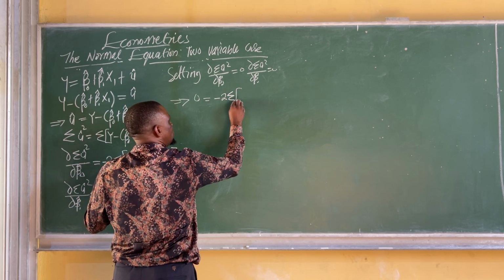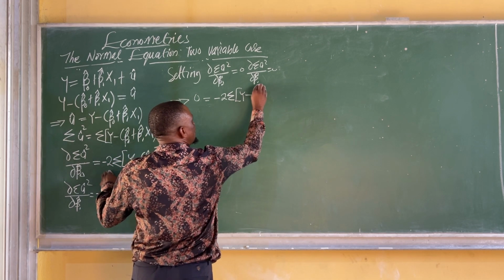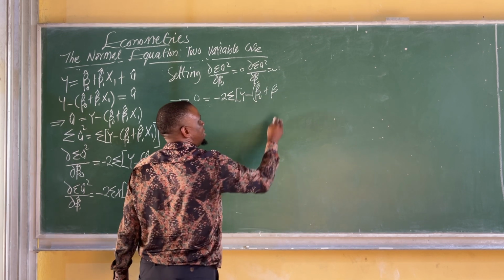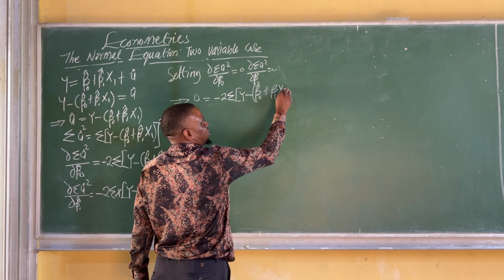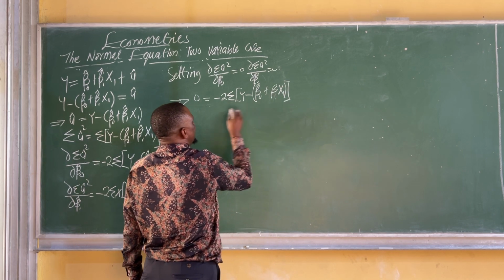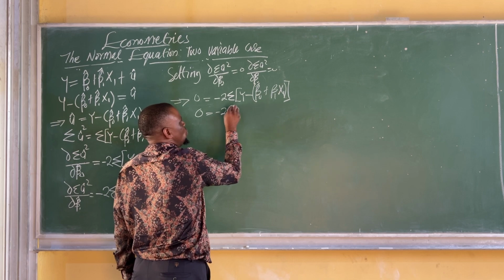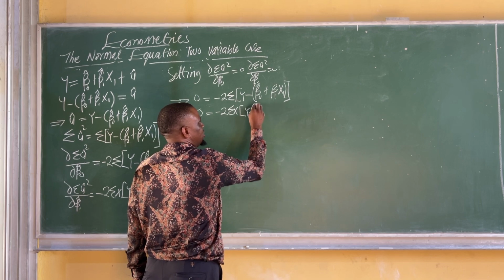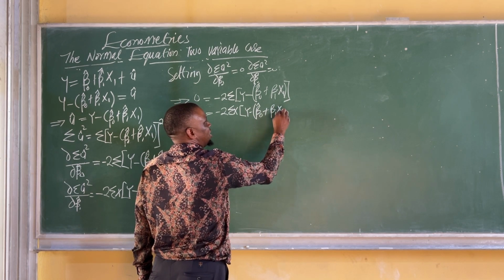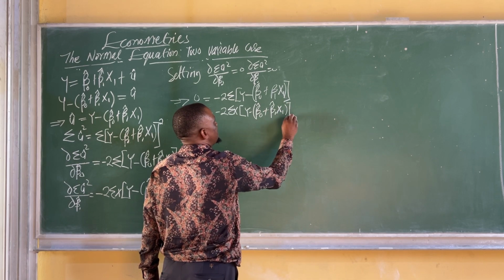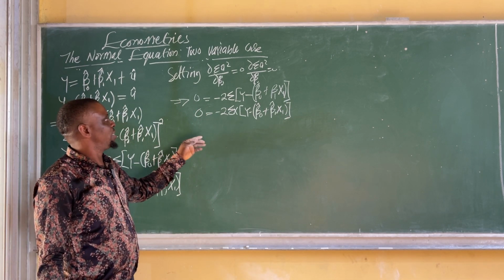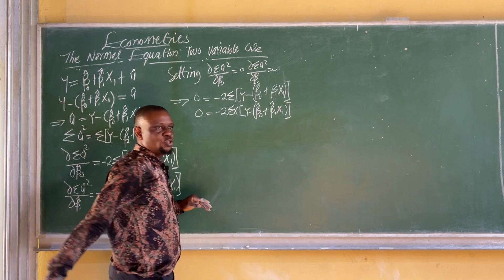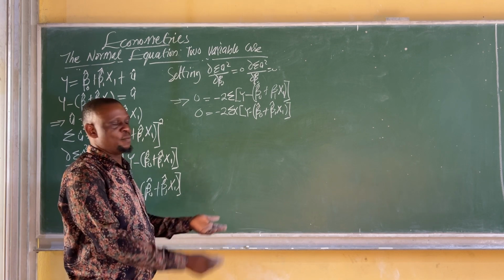0 is equal to minus 2 summation of y minus beta 0 hat plus beta 1 x1, and then 0 again is equal to minus 2 summation of x into y minus beta 0 hat plus beta 1 hat x1. Now, from this point, we can call this equation 1 and this equation 2 because we are handling it simultaneously.